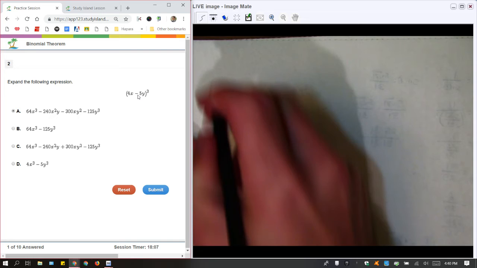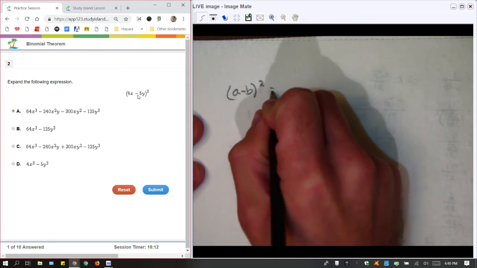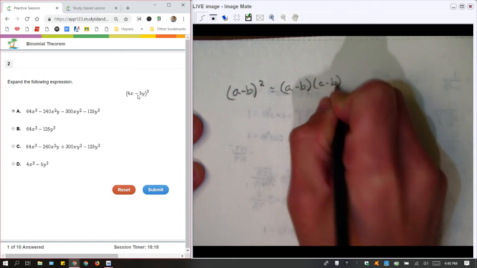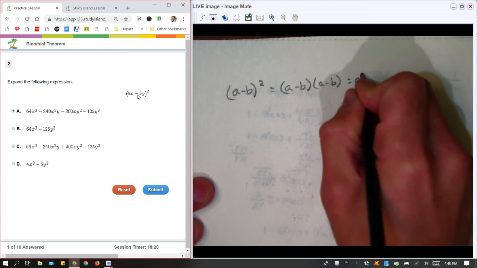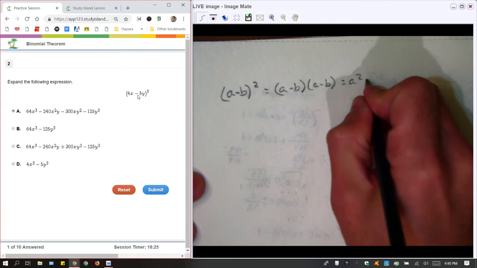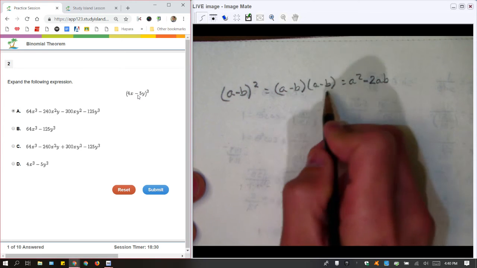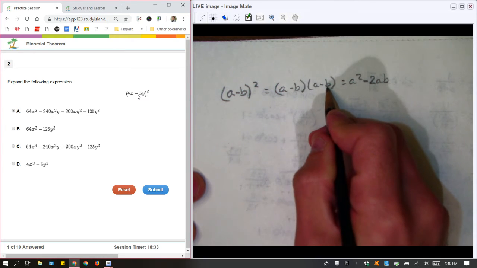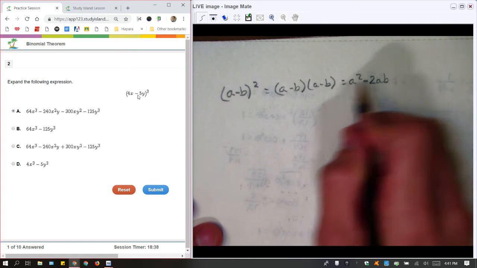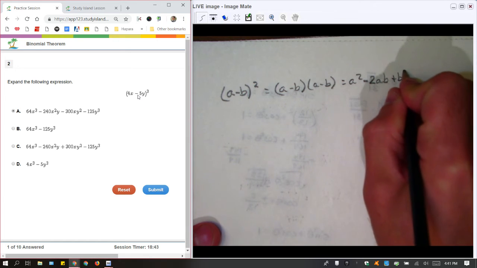If you have a minus b as your binomial, and you raise that to the second power, that would be equal to a minus b times a minus b. Well, what happens? We have a times a, which is a squared, and then we have a times negative b and negative b times a, so it's going to be minus 2ab. We have two sets of negative ab. The first one comes from a times negative b, which is negative ab, and the second one comes from negative b times a, which again is negative ab. So two sets of negative ab. Then we have a negative times a negative is a positive, so it's plus b squared.